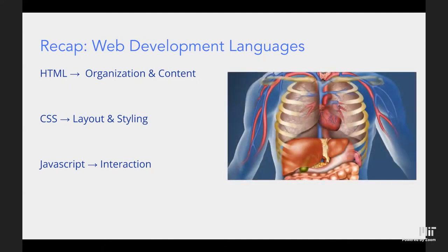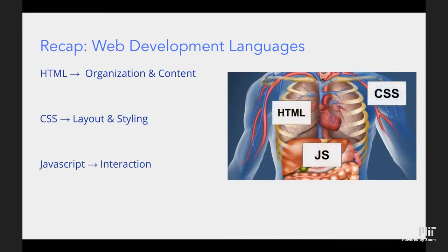I think before we used a bit of a body analogy. So in this analogy, HTML is the skeleton or the bones of the body. CSS is the skin of the body, so you can look great. And JavaScript is the meat and the muscle. So you can actually do things and not flop around like a dead fish.